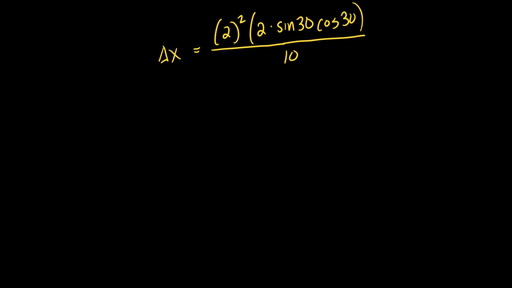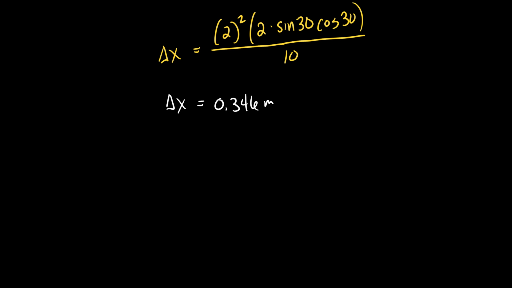All right, so again, 2 squared times 2 times sine 30 times cosine 30. Glad I got one of these fancy calculators now. Divided by 10. And just like yesterday, 0.346 meters. Right? That what you guys got?